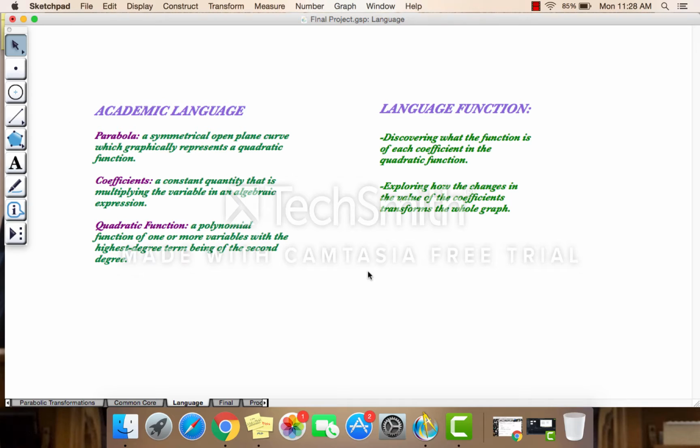And then coefficient, which is a constant quantity that is multiplying the variable in an algebraic expression. So for example, y equals 2x plus 1, the coefficient of x would be 2. Then quadratic function, which is a polynomial function of one or more variables with the highest degree term being of the second degree. So, for example, x squared plus x plus 1 would be a quadratic function. And we're going to be looking more at the quadratic functions and their graphs today.